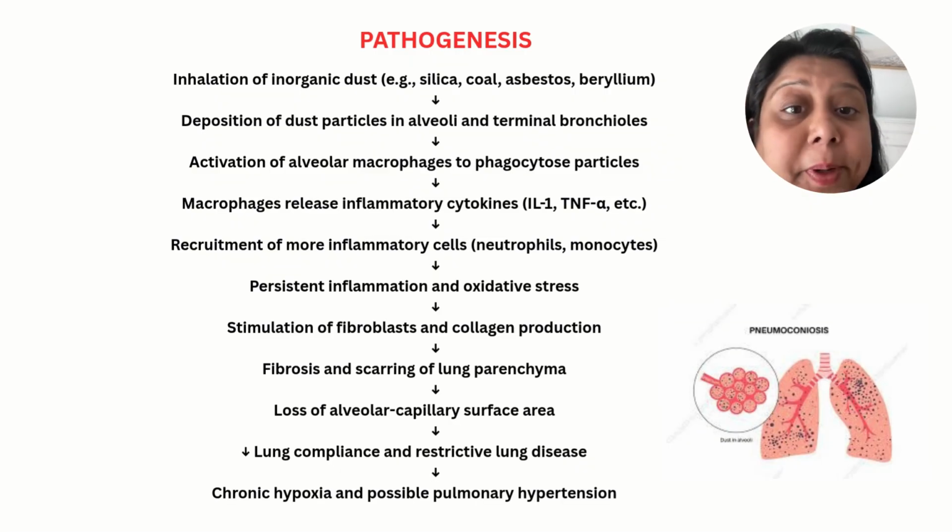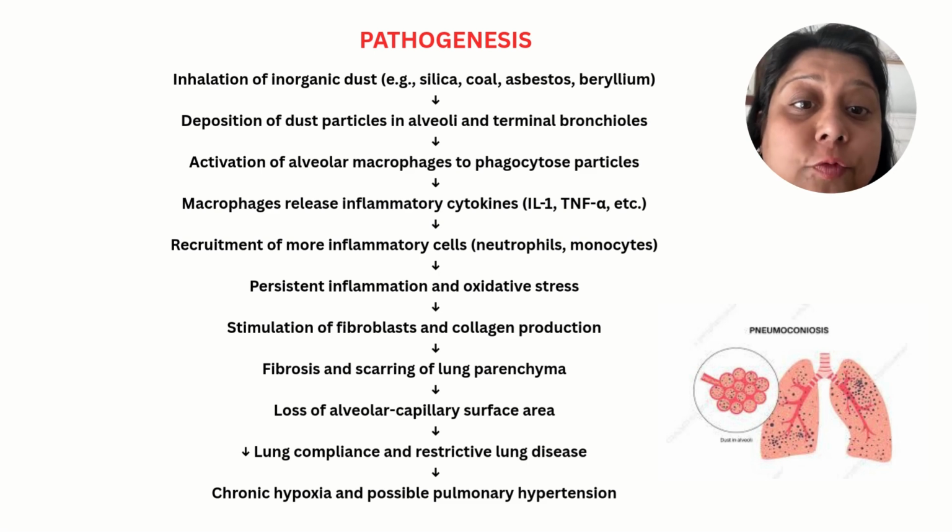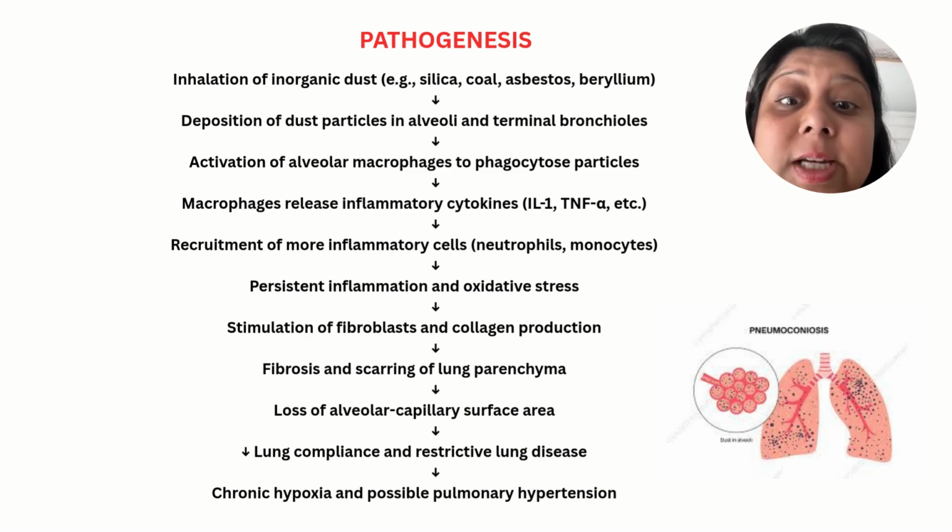Now let's talk about the pathogenesis of pneumoconiosis. Well, when there is inhalation of inorganic dust, there is deposition of those dust particles in the alveoli and terminal bronchioles, and activation of the alveolar macrophages to phagocytize those particles. Inflammatory cytokines are released by the macrophages, which causes recruitment of more inflammatory cells and persistent inflammation and oxidative stress, leading to stimulation of fibroblasts and collagen production, and causing fibrosis and scarring of the lung parenchyma, which leads to loss of the alveolar capillary surface area, decreased lung compliance, and restrictive lung disease.